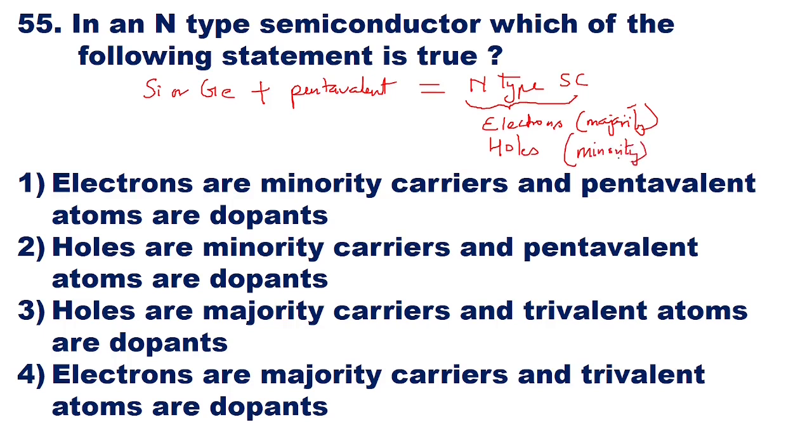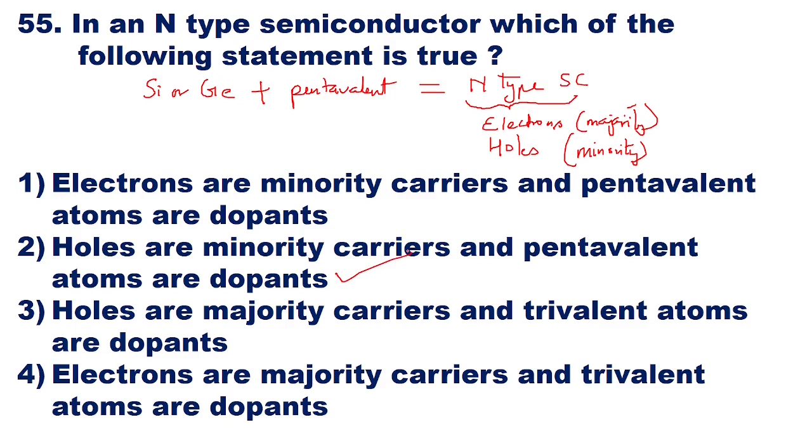Okay. So with this background, if you see these statements, the first statement says that electrons are minority carriers, which is false. The second statement says that holes are minority charge carriers, which is true. And pentavalent atoms are dopants, that is also true. So out of these 4 options, option number 2 is the correct answer.